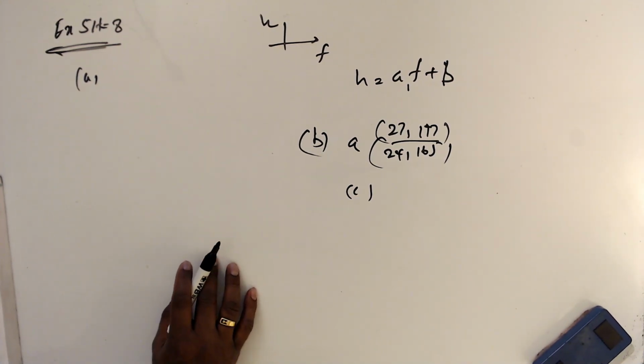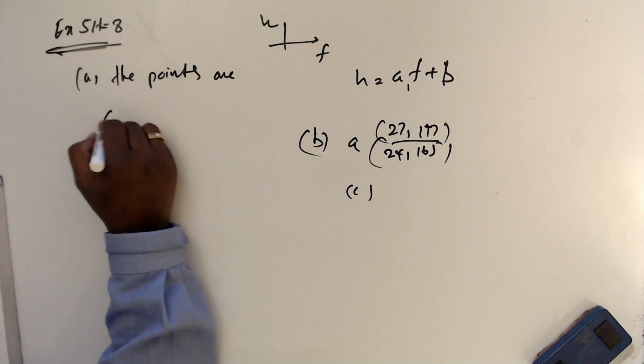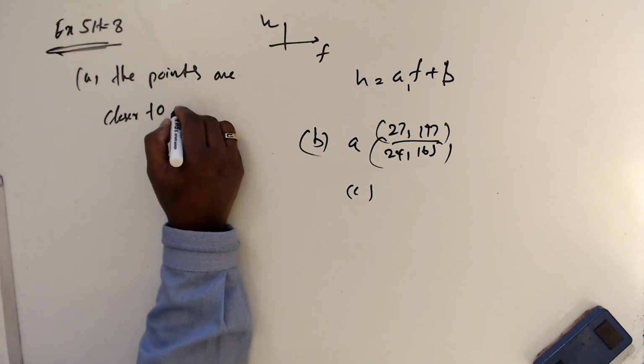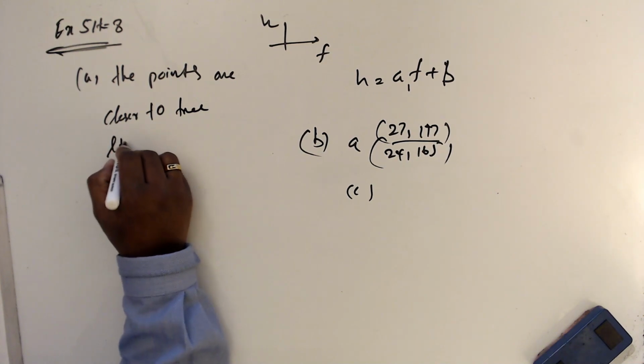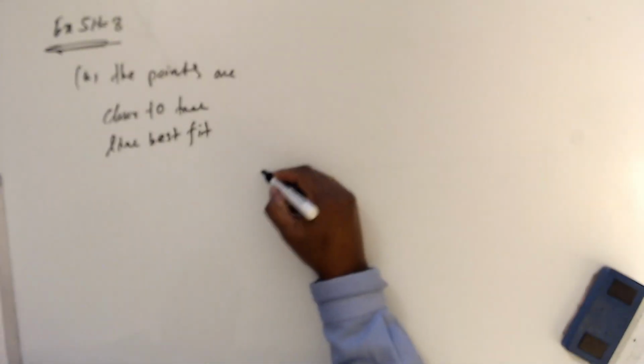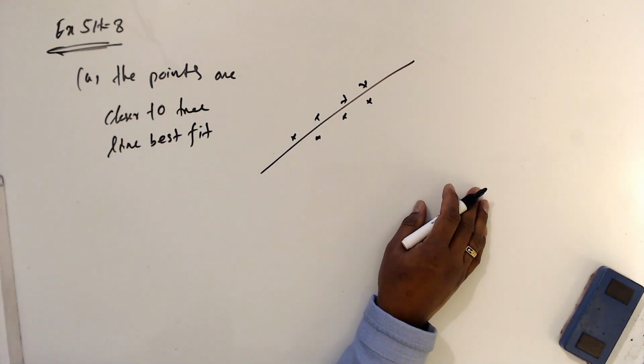And question A. Explain what this is about. The scatter graph shows the height for each foot length of each student, with the line of best fit. Explain why the data can be approximated by a linear model. Because the points are closer to the line of best fit. So these points are closer to the line of best fit.